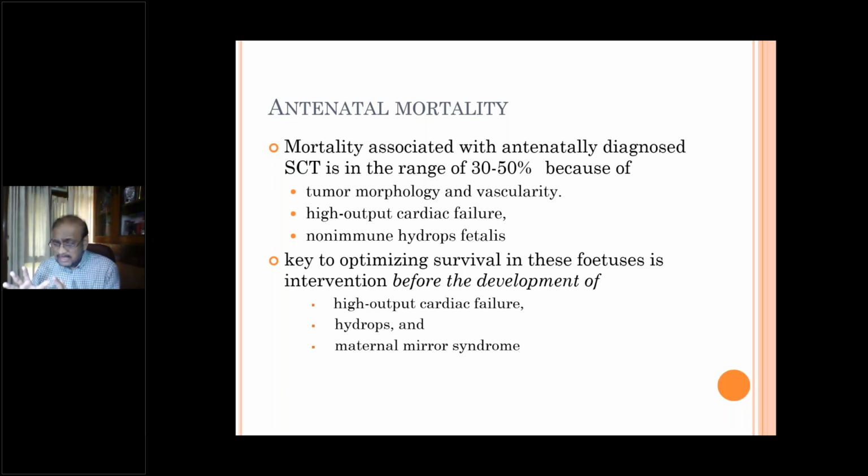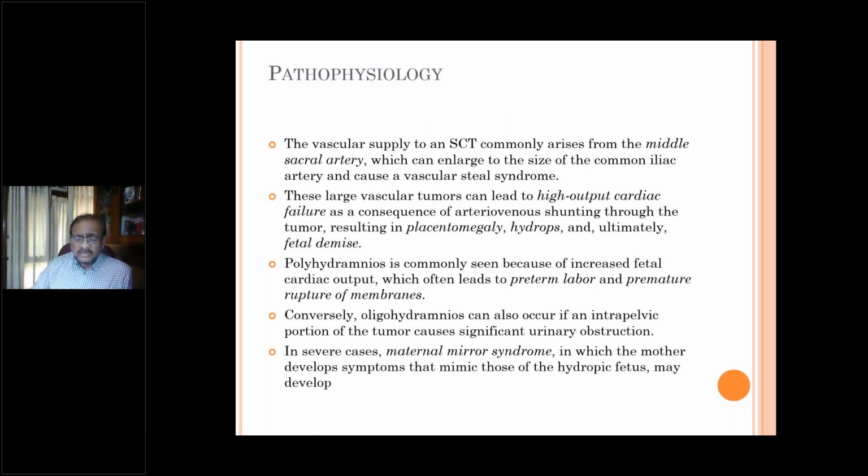And the key to optimizing survival in these fetuses is basically if you can intervene before the development of a high output cardiac failure, a hydrops, and maternal mirror syndrome. So if you can diagnose this before these develop, then you're probably able to save the child. Otherwise, you'll not be able to save the child.